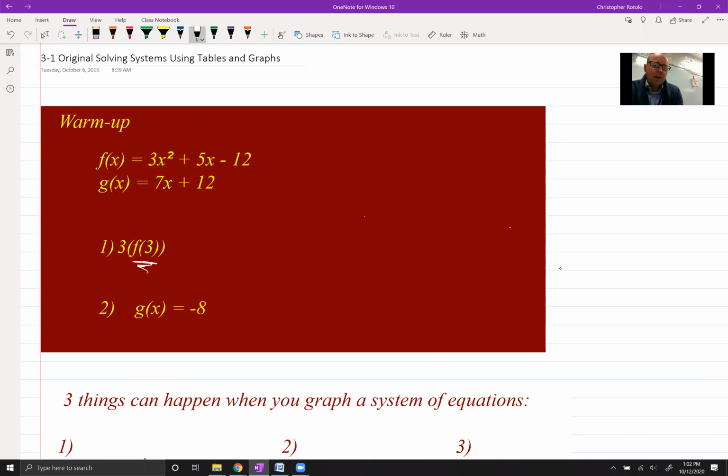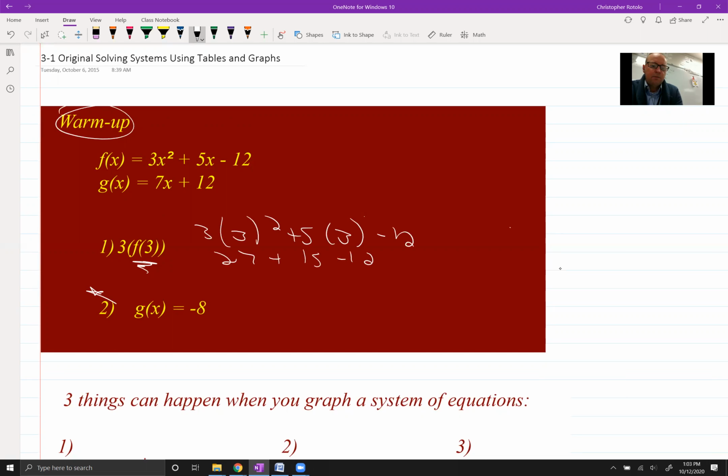Function notation, normally with the warm-ups, I don't do much with these, but for the second one, I want to make sure I show you that because that's an SAT style question, because we think we know, but sometimes we get confused. So let's take care of the first one first. F of 3, so it's 3 times 3 squared plus 5 times 3 minus 12. So 3 squared is 9 times 3 is 27 plus we got 15 here minus 12.